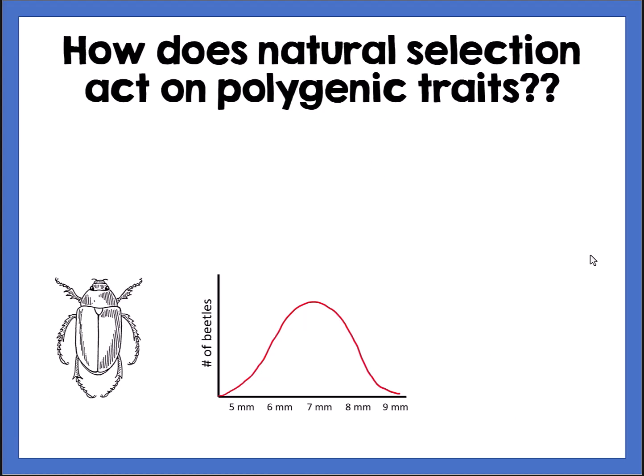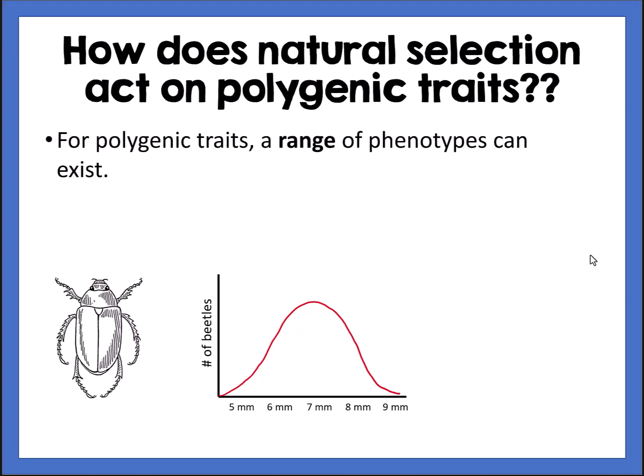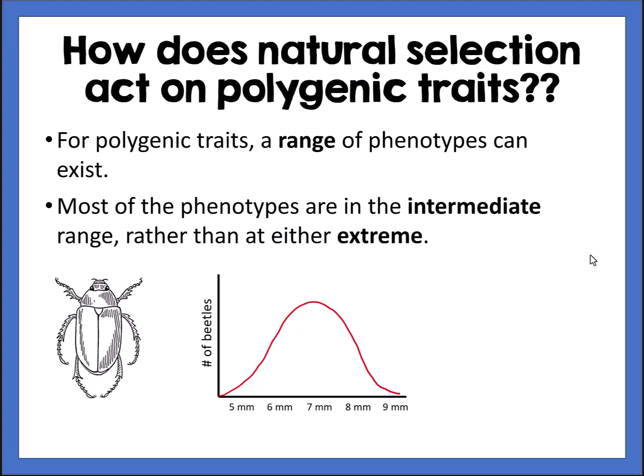How does natural selection act on polygenic traits? Remember, polygenic means multiple genes are involved in creating the phenotype. So for polygenic traits, a range of phenotypes can exist. There's not going to only be two, because with multiple genes involved, we can have a range of different phenotypes depending on how many of those alleles are dominant and how many are recessive. Most of the phenotypes are in the intermediate range rather than at either extreme.